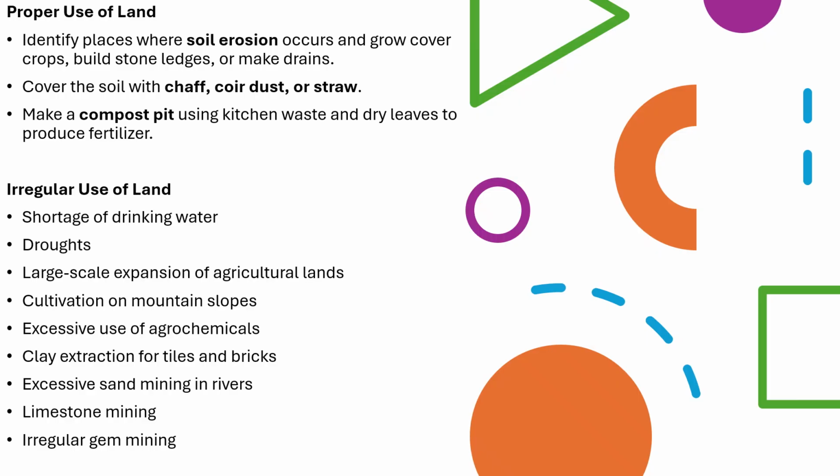And cover the soil with chaff, coir, dust, or straw. Make a compost pit using kitchen waste or dry leaves to produce fertilizer. Irregular use of land. Shortage of drinking water, droughts, large-scale expansion of agricultural lands, cultivation on mountain slopes, excessive use of agrochemicals, clay extraction for tiles and bricks, excessive sand mining in rivers, limestone mining, and irregular gem mining.